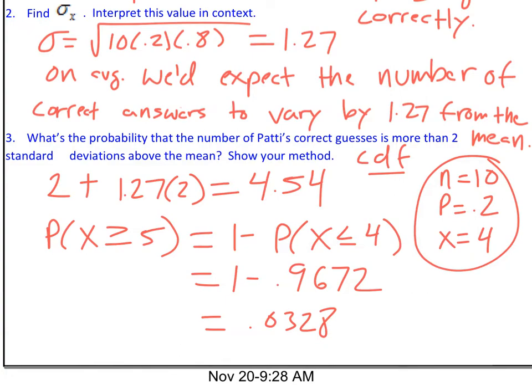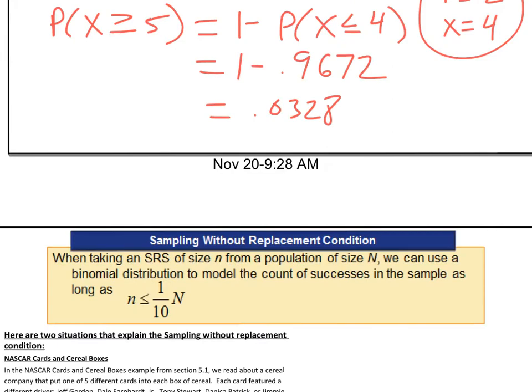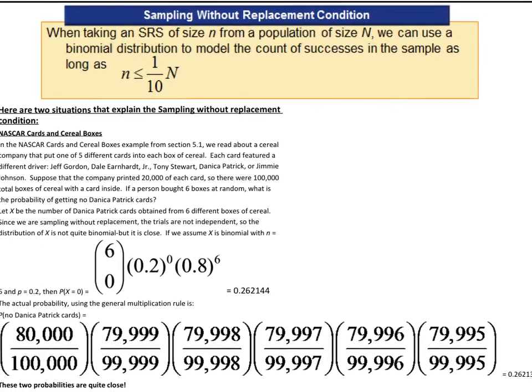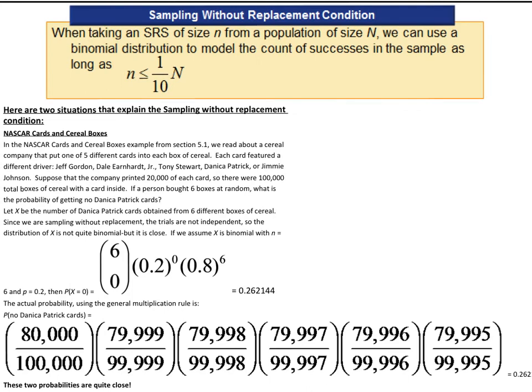There's a lot of stuff down here. This kind of gives you a situation as to why this is the case. I don't want to get into that. It's there for you to read if you want. This is your first look at what we call the 10% condition.